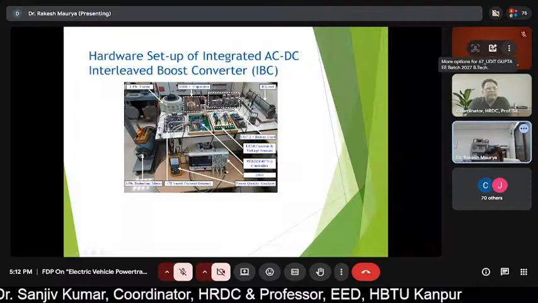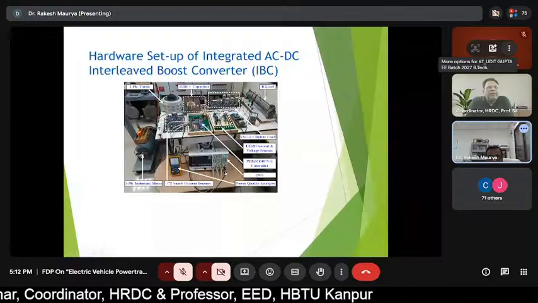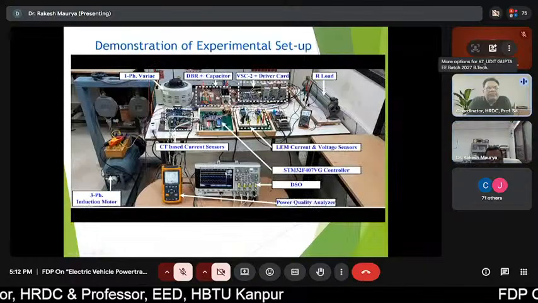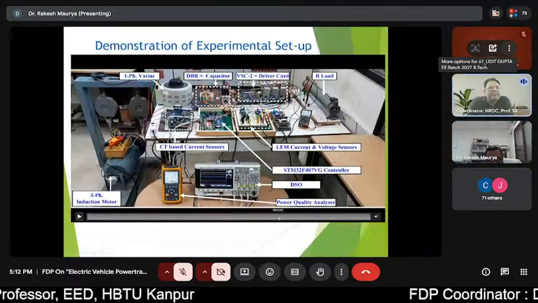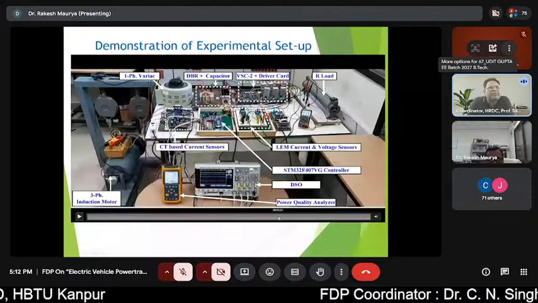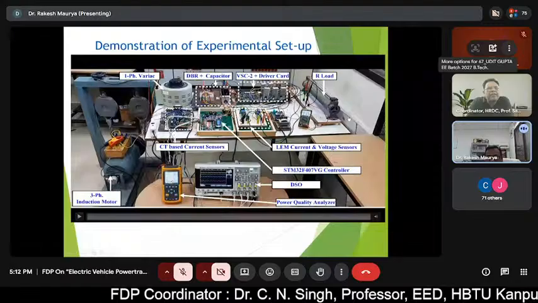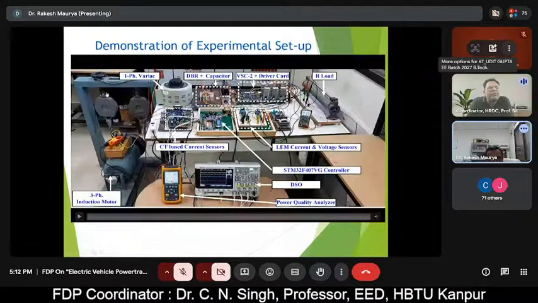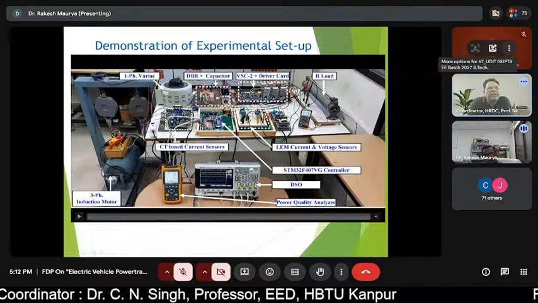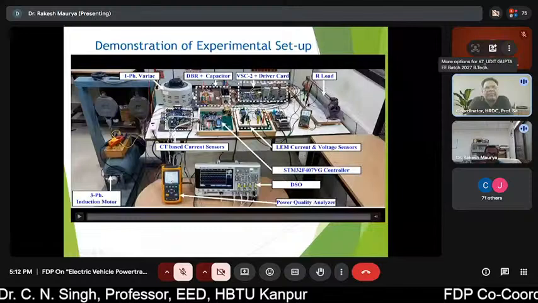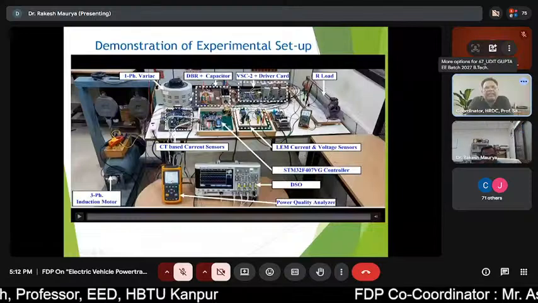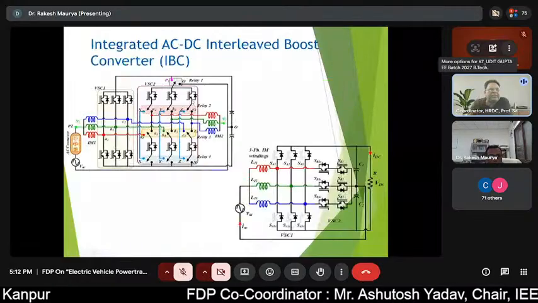Okay. Maurya sir, I also have one query. For what purpose is this single phase variac used? You are talking about the R load? No, the single phase variac. It looks like an autotransformer. Yes. Then what is the purpose of it? Because the motor is three phase.